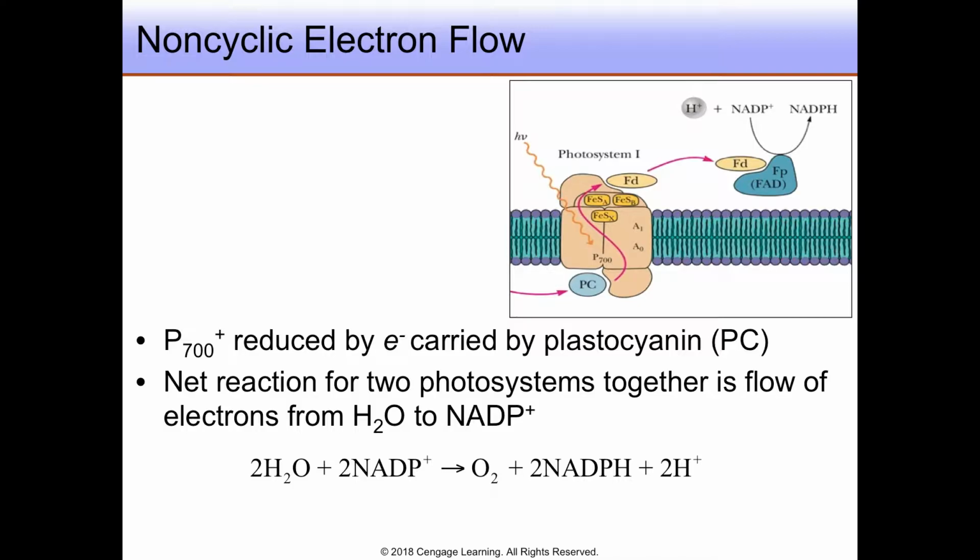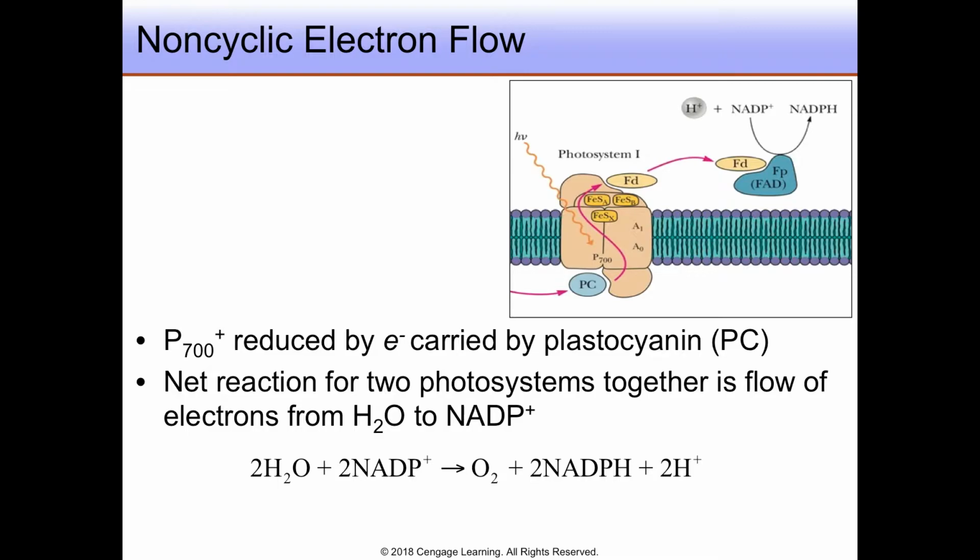Recall that the electrons passed to NADP plus originated with the P700 chlorophyll, which was oxidized in the process. P700 must therefore accept an electron in order to return to its ground state energy and neutral form. This electron is donated by plastocyanin.